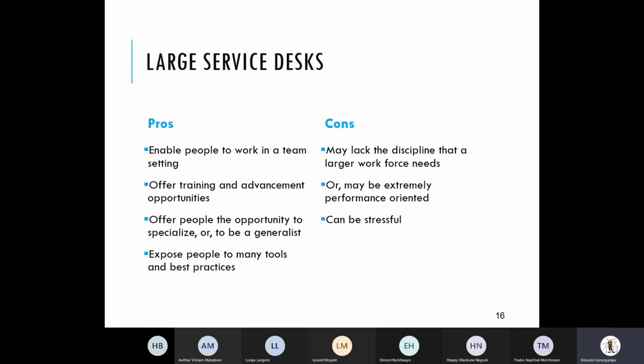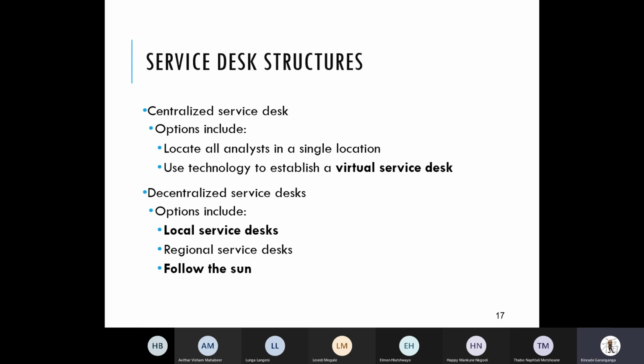While your centralized desk looks at a single point of contact for everything. So it's important, again, like I was saying, to get an understanding of what is happening as far as these service desk structures are concerned.